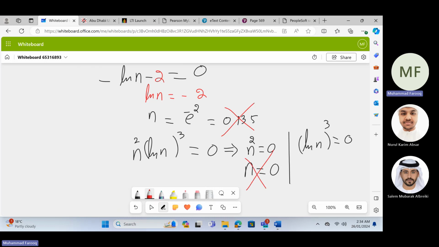Last thing, please. From here, ln n is equal to 0, so n is equal to e to the power 0. How much is that? 1. So accept or reject? Reject. So unfortunately, we could not find any CP. From 2 to infinity, there is no CP, understand?